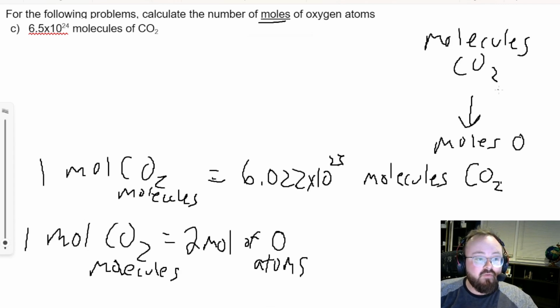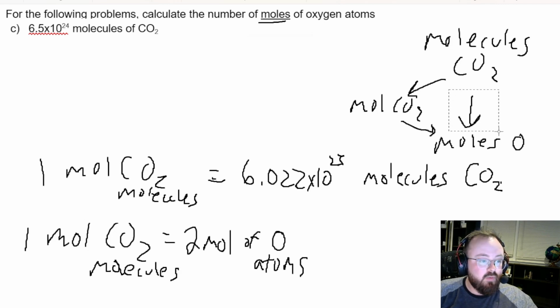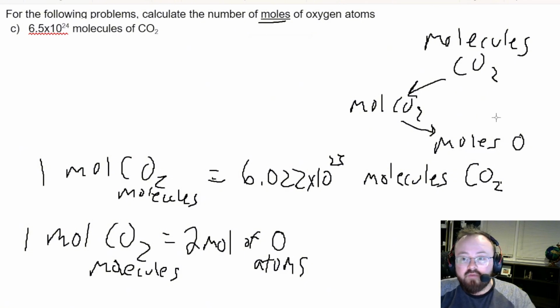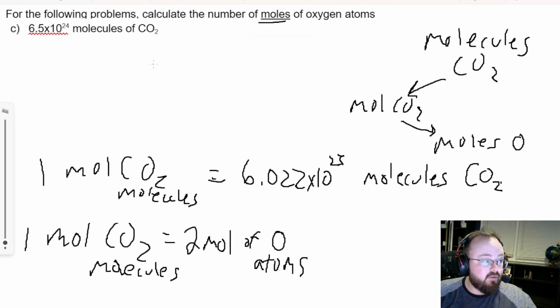So we can't go from molecules of CO2 to moles of O2. We have to instead go from molecules of CO2 to moles of CO2, and then we get to moles of oxygen. So we have to do a little bit of a roundabout way to get this. So let's start this out here. My initial unit that I'm starting with is molecules of CO2. So I'm going to start here.